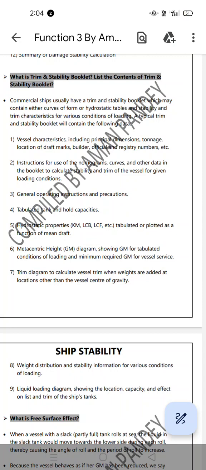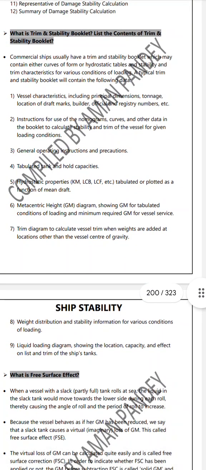Now, instructions for the use of nomogram curves and other data in the booklet to calculate stability and trim of the vessel for a given loading condition. General operating instructions and precautions. Tabulated tank and hold capacity. Then hydrostatic properties: KM, LCB, LCF, etc.